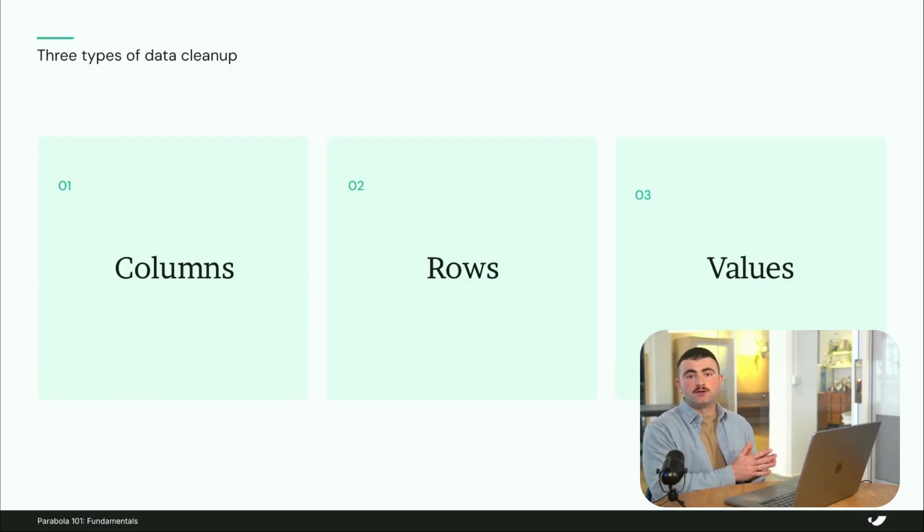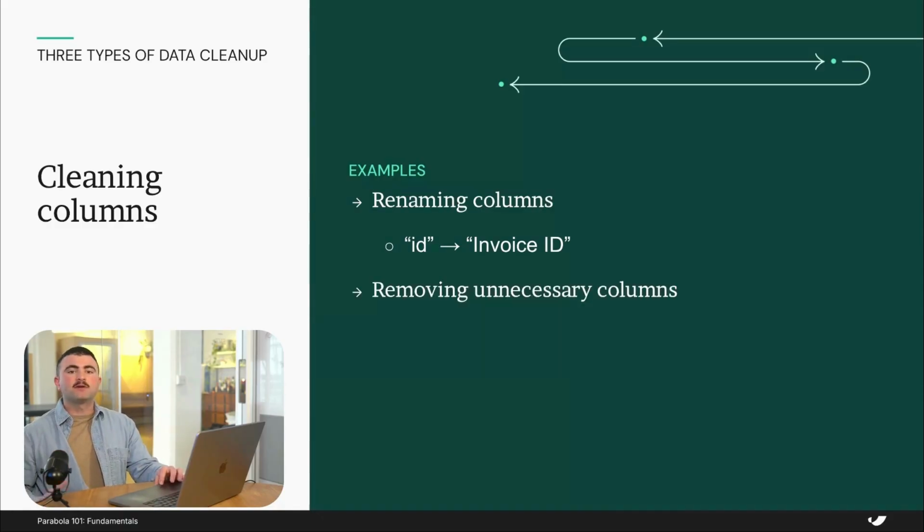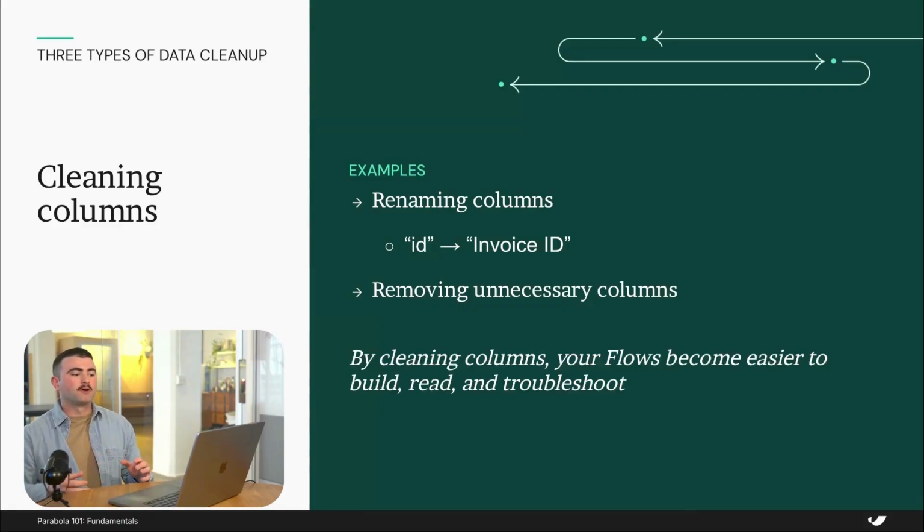To talk about each of those more specifically and share some examples, when we talk about cleaning up columns, oftentimes we're talking about renaming columns so that they're more specific and easier to follow throughout our flow. For instance, instead of ID, maybe we rename to invoice ID. Similarly, it's really helpful to remove unnecessary columns at the beginning of your flow because the less data you're working with, the easier it is for you, the human, to follow your data throughout the flow, but it's also easier for Parabola's agent to eliminate the fluff and just focus on those important columns. Remember, this is going to be one of the biggest unlocks to making your flows easier to build, read, and troubleshoot, narrowing down the columns you're working with and giving them nice and clear names.